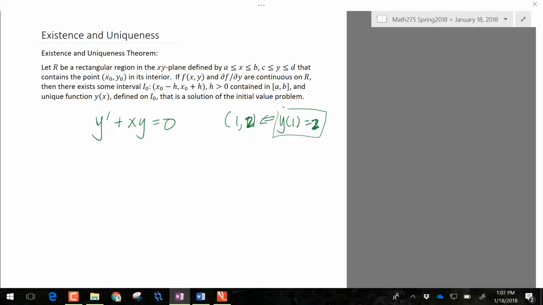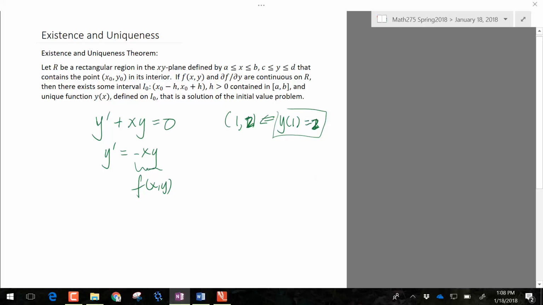So what they expect you to do, or the way they want you to think about this, is to get y prime by itself, and then now this is your function f of x, y. And it looks like on some interval that contains x is equal to 1, this looks like it's pretty continuous.